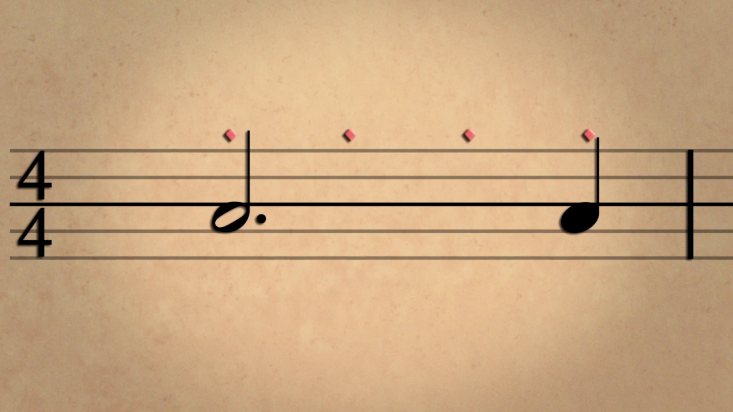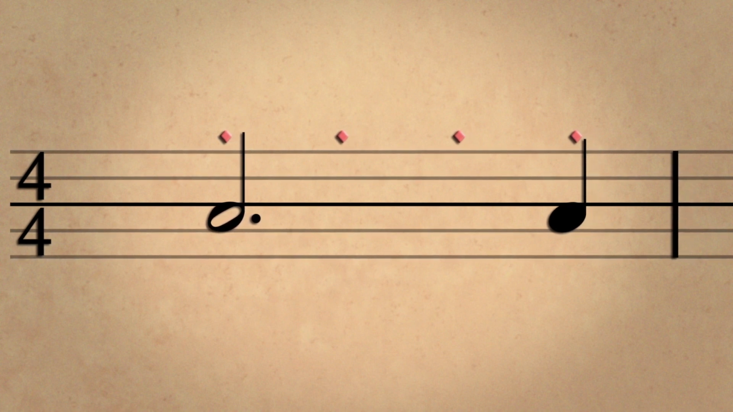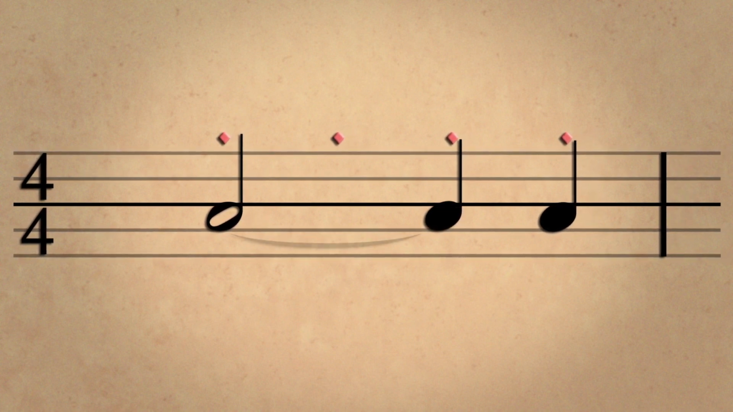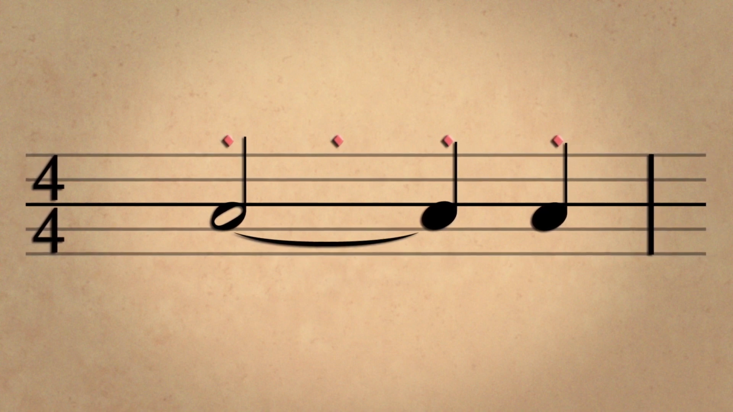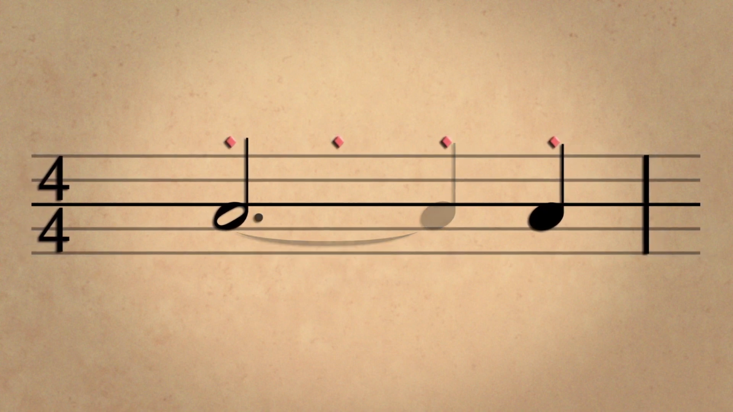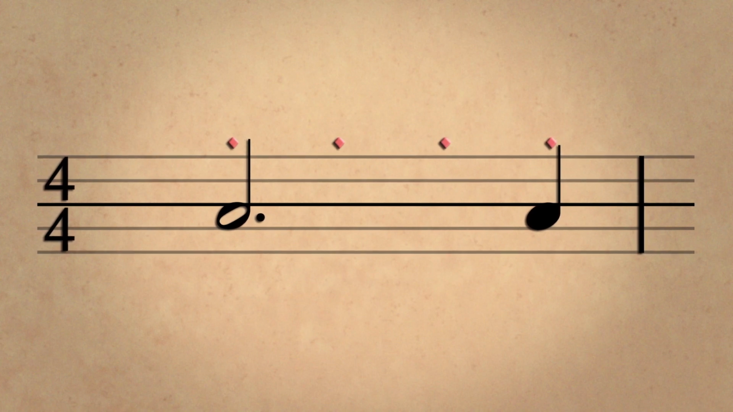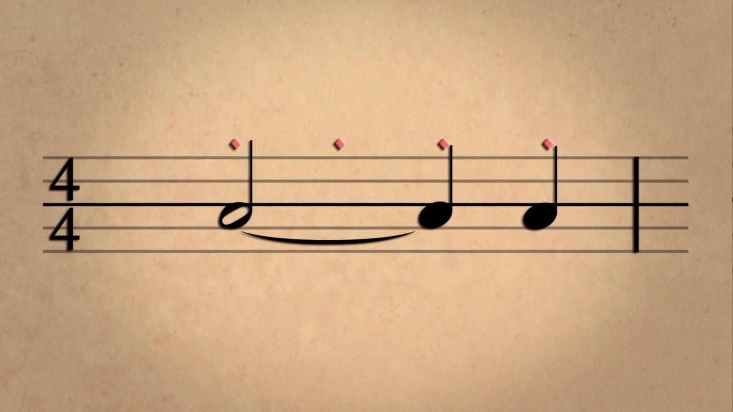There is a second way that this can be notated. This is by adding a quarter note to the half note and putting a tie above or below it. A half note with a dot is the same as a half note tied to a quarter note.